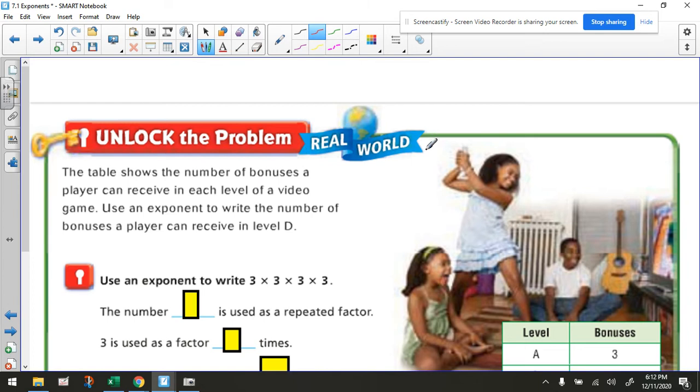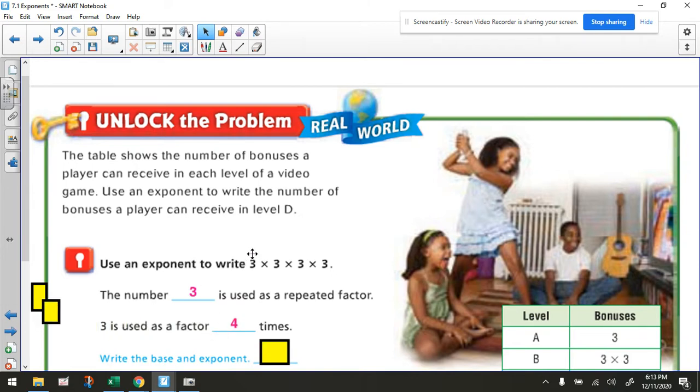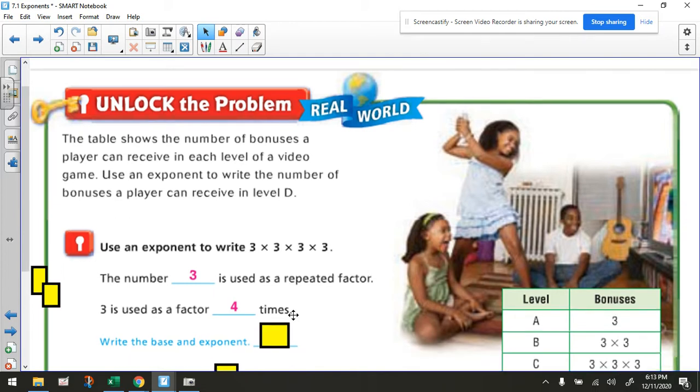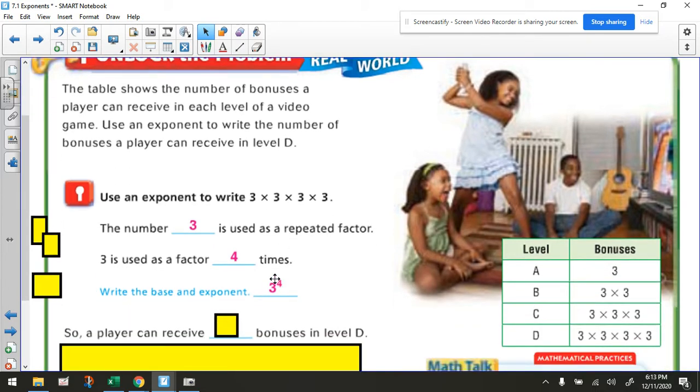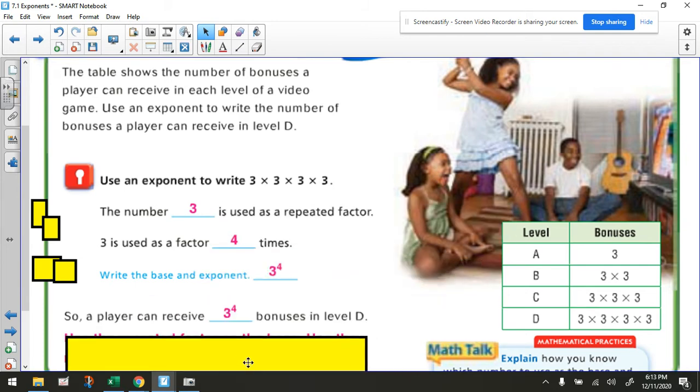All right, let's move on to Unlock the Problem. The table shows the number of bonuses a player can receive in each level of a video game. Use an exponent to write the number of bonuses a player can receive in level D. Use an exponent to write 3 times 3 times 3 times 3. So the number 3 is used as a repeated factor. 3 is used as a factor 4 times. So where do we get that 4? We count 1, 2, 3, 4. So if we're going to write that using exponents, we would write it as 3 to the 4th power. All right, so a player can receive 3 to the 4th power bonuses in level D.